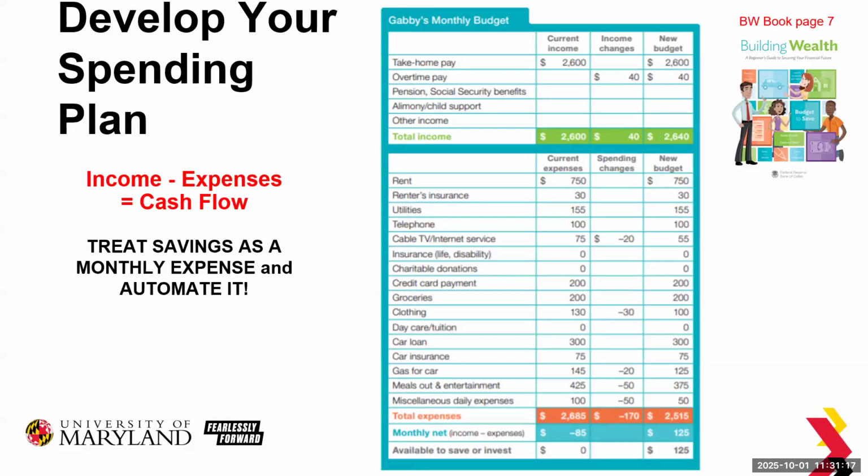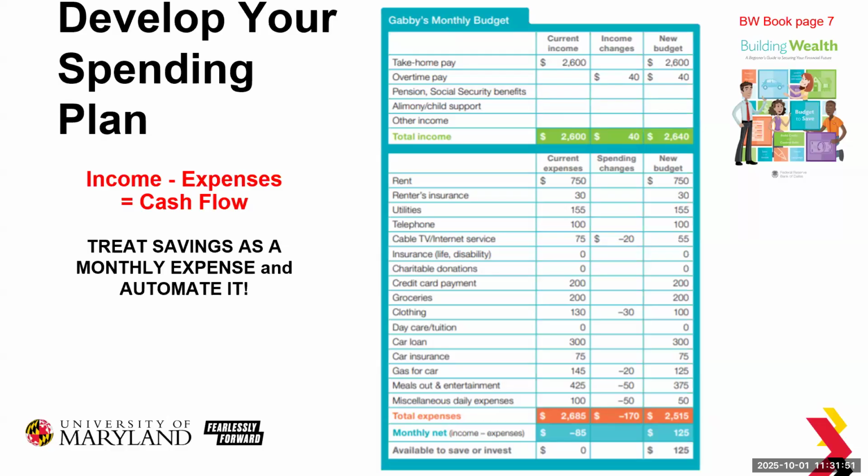And so here's an example of a monthly budget. And again, this is from the Building Wealth book. If you didn't get the link earlier, I'm going to post it again at the end of the presentation. But you can see from the Building Wealth example here, we have Gabby's budget, and you can see she has her current income, her changes that she's going to make as she goes into the following month, and what her new budget would be. And some examples may also track your projected budget for the following month.